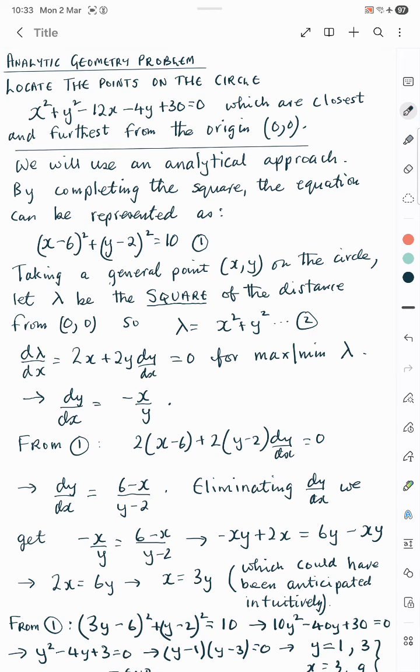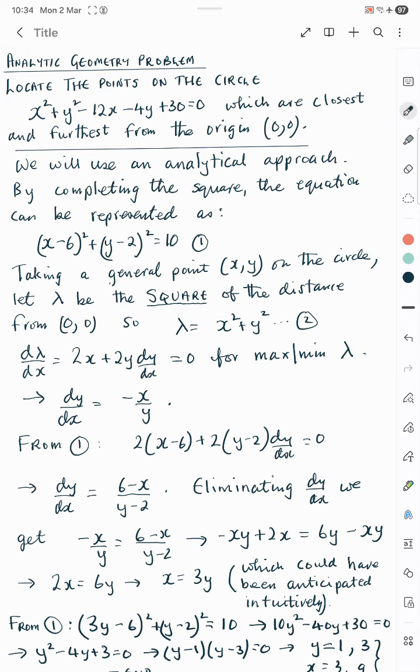So first of all, let's write the equation in a different form by completing the square. And that will be (x minus 6) all squared plus (y minus 2) all squared equals 10. I'm going to take a general point, coordinates x, y on the circle, and let lambda be the square of the distance of this particular point from the origin, 0, 0. So, in other words, lambda will equal x squared plus y squared.